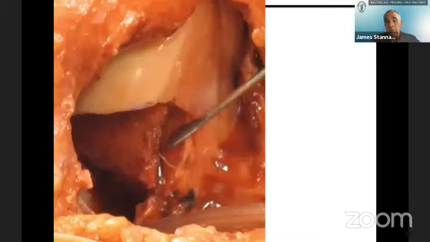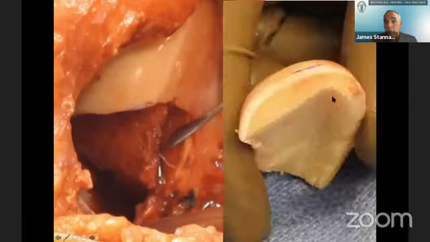So this is an example of what we do. This is a femoral condyle. We also felt stability was very important. So we cut a keel here, borrowing from the total joint technology, and you can see how we match it with the graft.